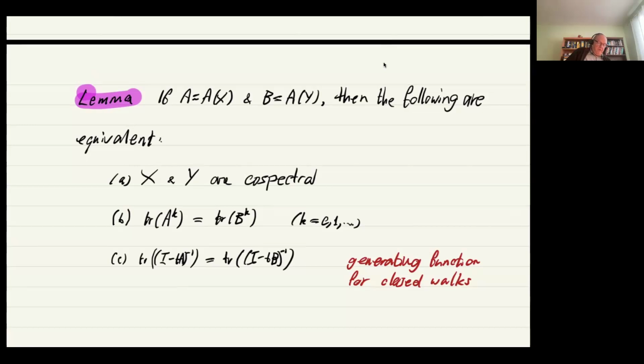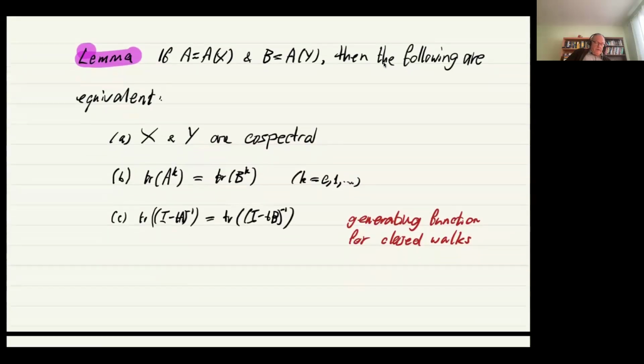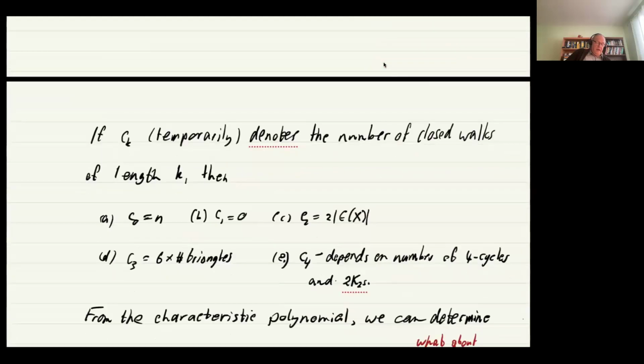Now the trace of A to the K is the number of closed walks on the graph of length K. So if two graphs are co-spectral, then the number of closed walks of length K is the same for both graphs. And the third statement is basically the generating function version of the second statement. This is the generating function for closed walks. We discussed that in the last lecture. So this is just a disguised form of that. And this is the real point I'm making, that the number of walks on either side is equal.